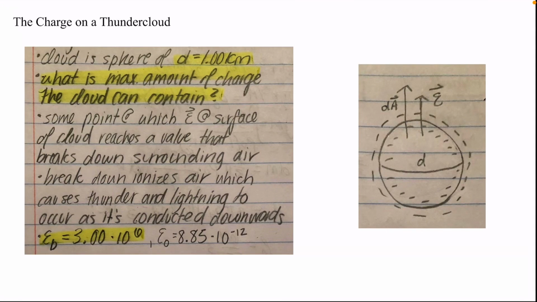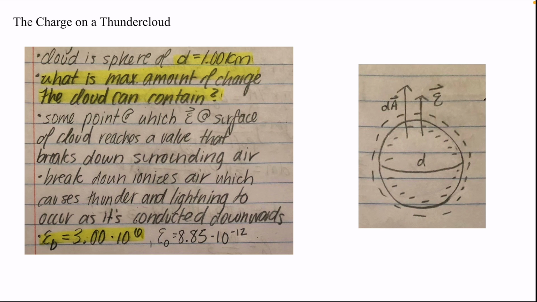So this is problem 9 in Mastering Physics. It's asking us about the charge on a thundercloud. So it gives us a bunch of information. Our cloud is going to be modeled as a sphere of diameter 1 kilometer, and it's wanting us to solve for the max amount of charge the cloud can contain without breaking down.